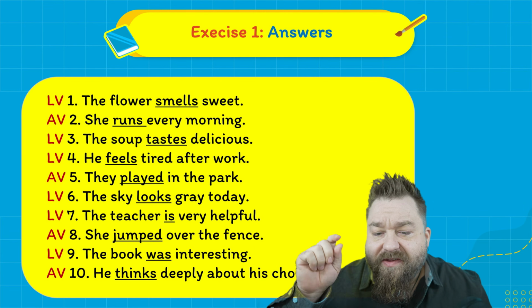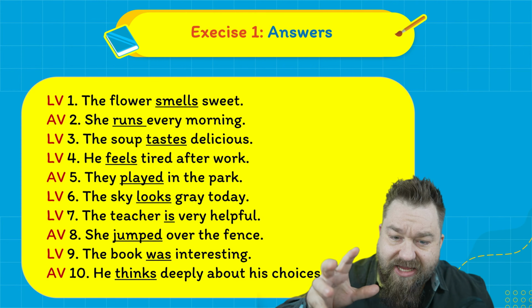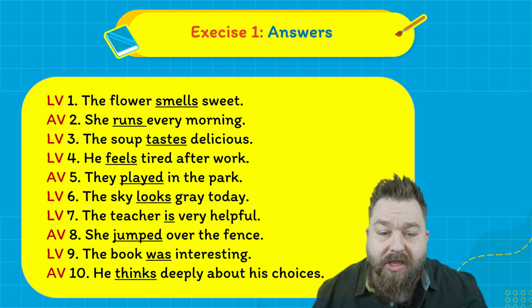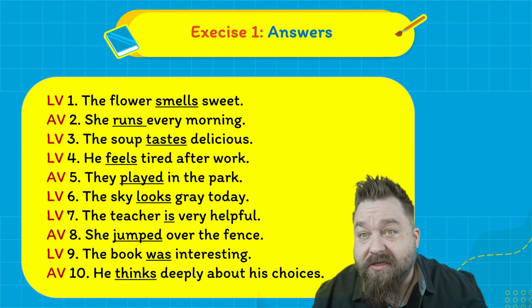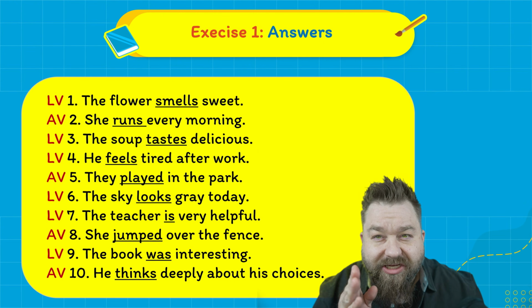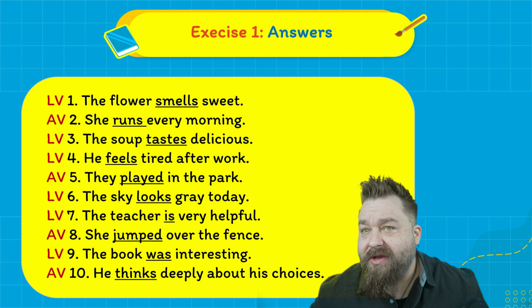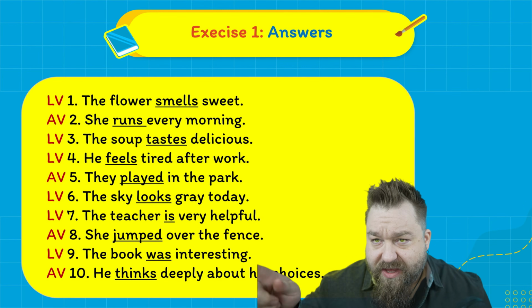Number 7, the teacher is very helpful. That's another linking verb, right? We're just linking the subject to this extra detail about how the teacher is. Number 8, she jumped over the fence. She did something. She jumped. Action. Number 9, the book was interesting. How was that book? Interesting. Linking verb.